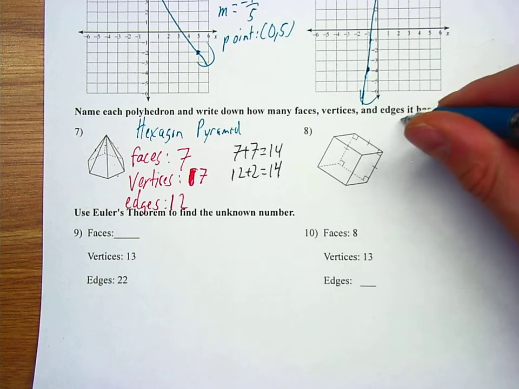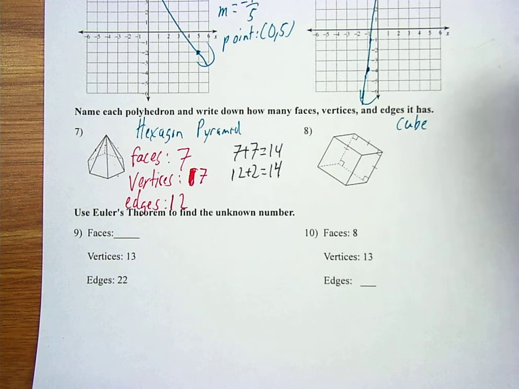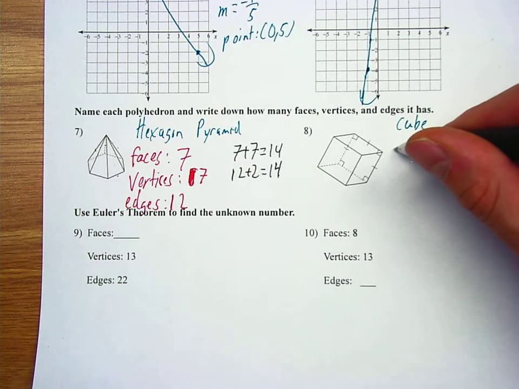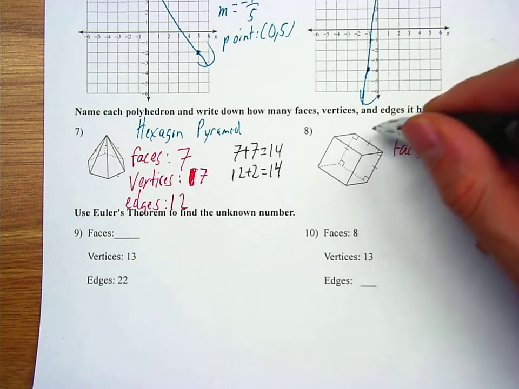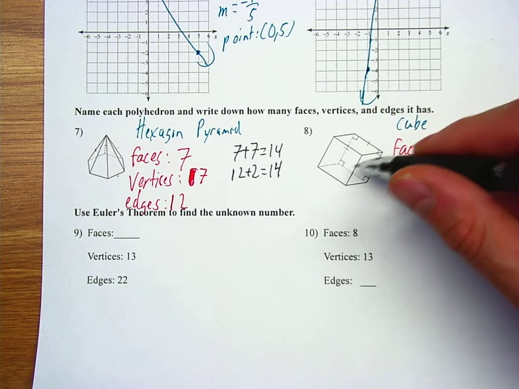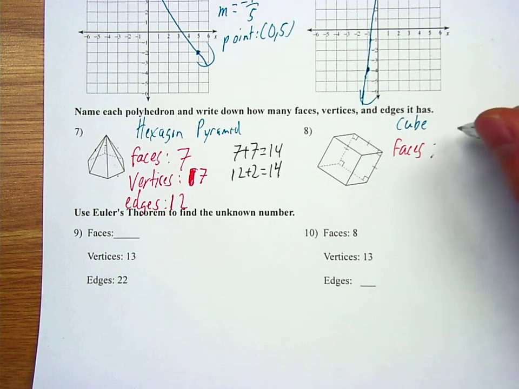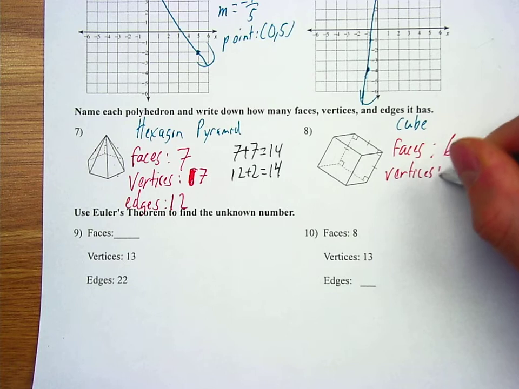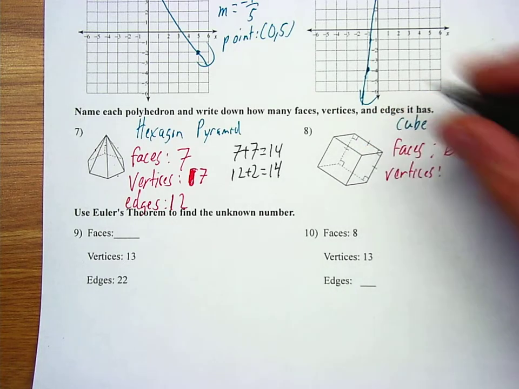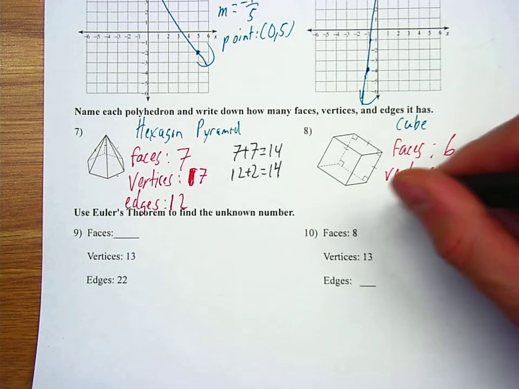This is a cube or a square prism. If you want to call it a square prism, that's fine as well. The faces here, it's the same amount of faces as there are in a box. There's the front, the back, the left, the right, the top, and the bottom. Front, back, left, right, top, and bottom. So there are in fact 6 faces here. The vertices, the corners, there's 4 on the top and 4 on the bottom, 8. And the edges.